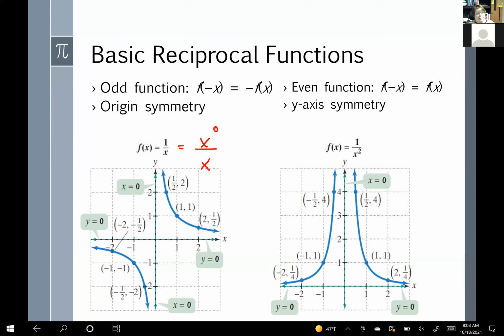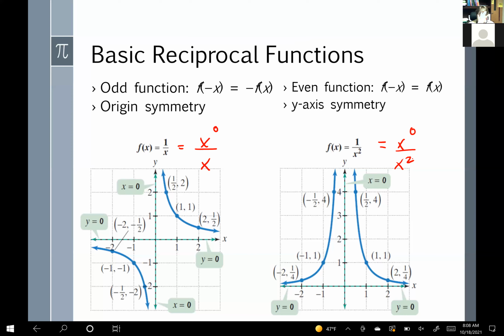f of x equals 1 over x squared is even because it's symmetric with respect to the y-axis. It also has a vertical asymptote at x equals 0 and a horizontal asymptote at y equals 0, because the numerator degree again is less than the denominator degree. This is x to the 0 over x squared. 0 is less than 2.